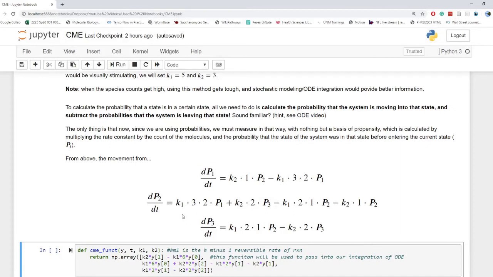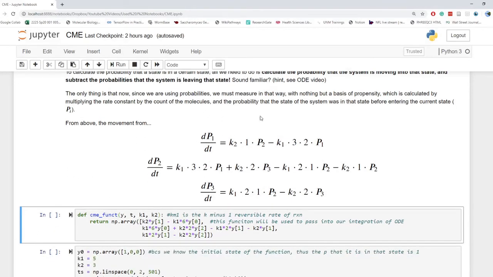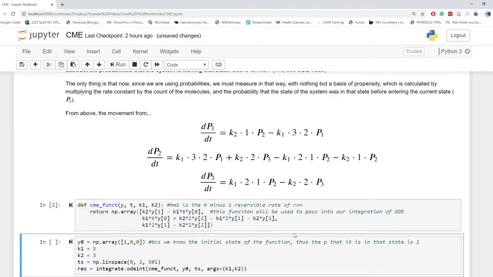You can check my work, but if we have this probability of the system moving in minus the probability of the system moving out, it should be that, and that for state 1, state 2, and state 3. And so I translate that into Python right here, and we will use this in our integration for ODEs.